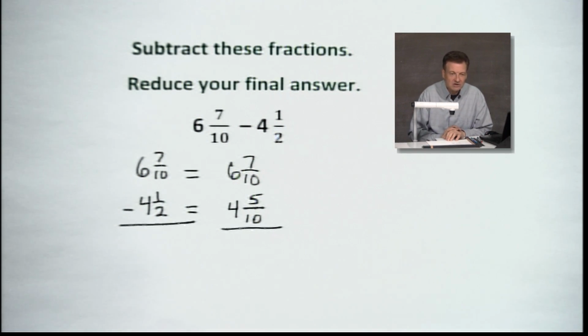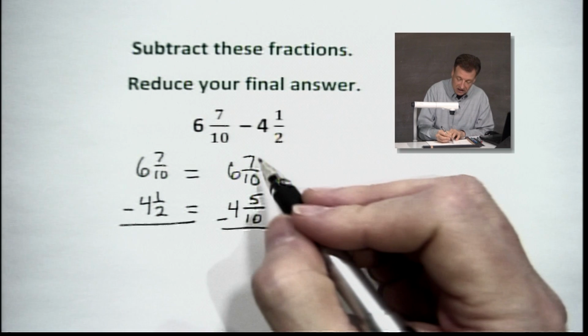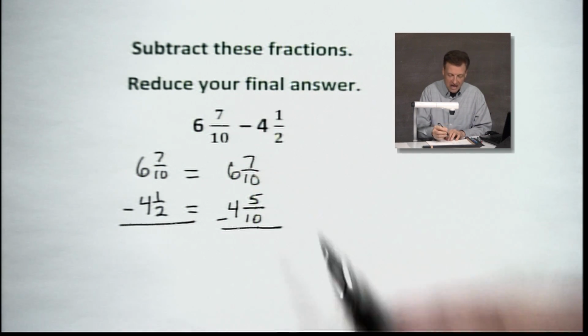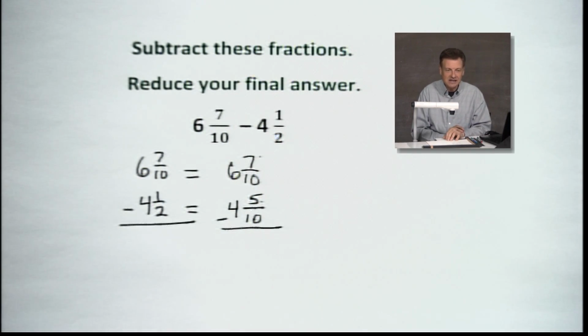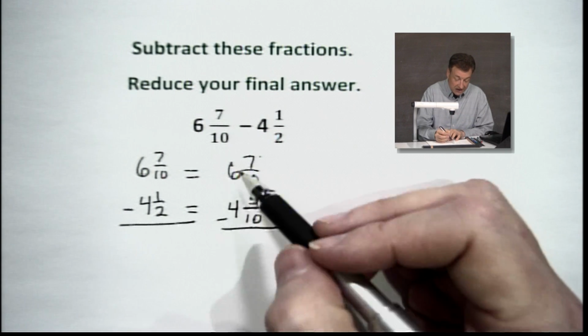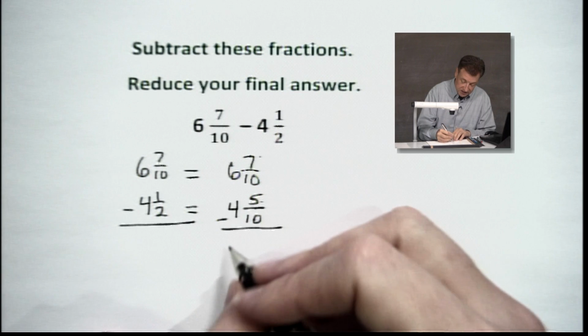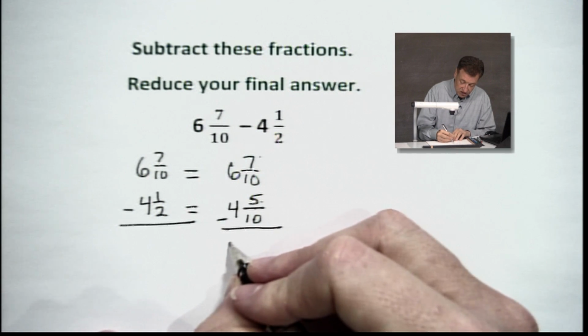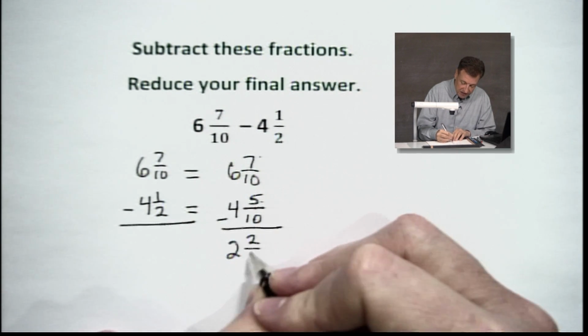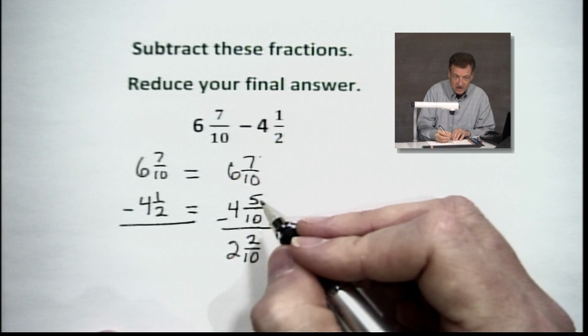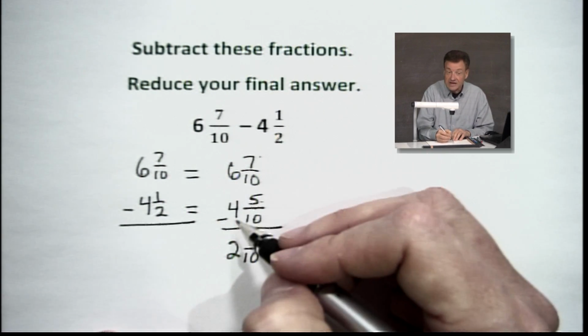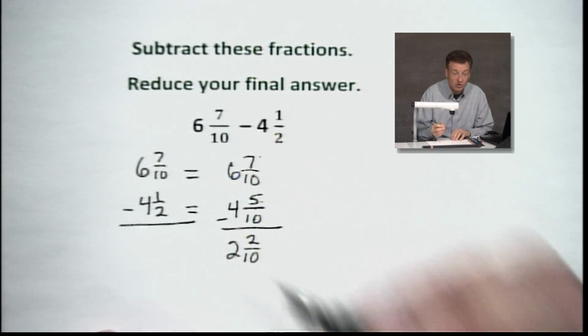subtract because guess what? Yeah, numerators are good. I can subtract 7 minus 5. That's legal. That's good, all right? I can also do 6 minus 4. So all is well. So let's see, that's going to give me 2 and 2/10. See where I got 2 both times? 7 minus 5 gives me the 2, and 6 minus 4 gives me the big 2.